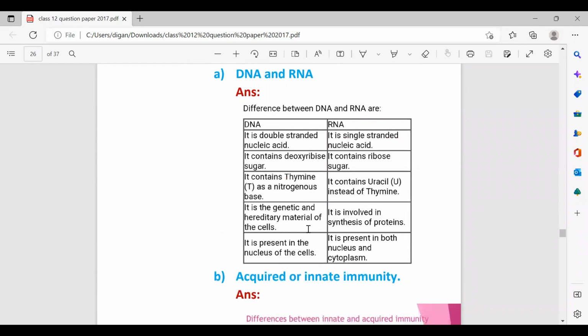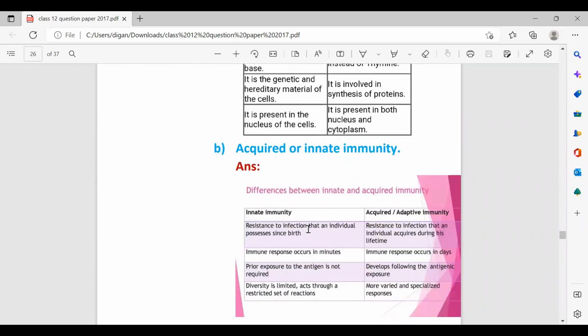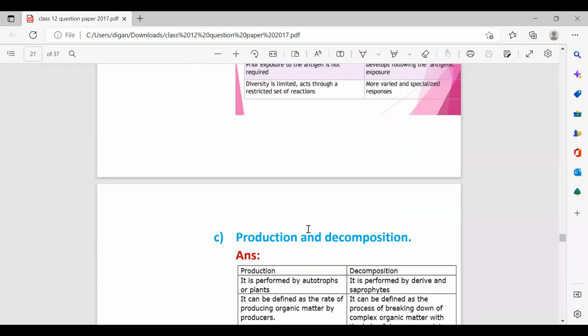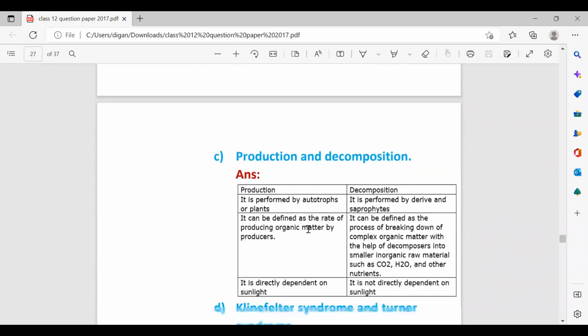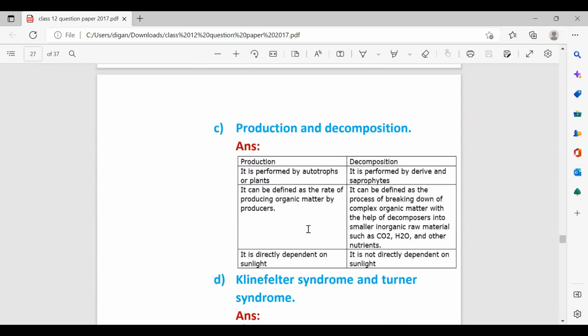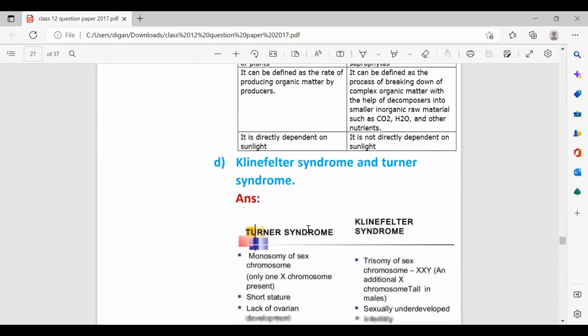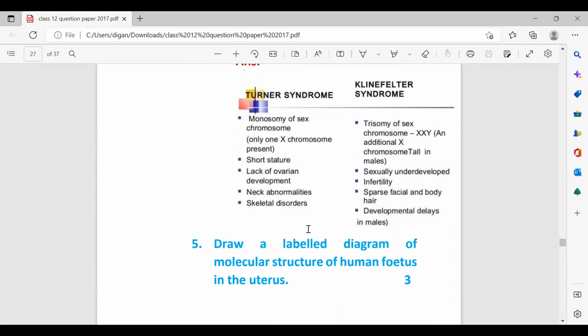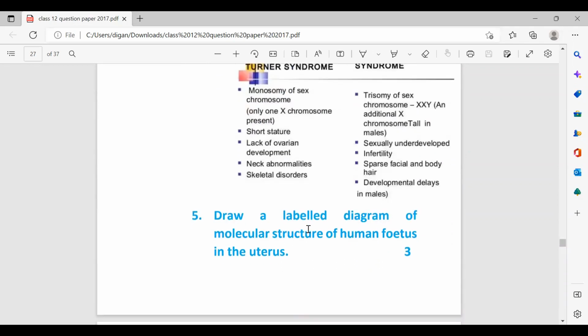This answer you get in class 11 also. Next, the difference between acquired and innate immunity. So this is acquired immunity and innate immunity. Next, the difference between production and decomposition. So this is the difference of production and decomposition. Next, this is the difference between two genetic diseases. So these are the differences.